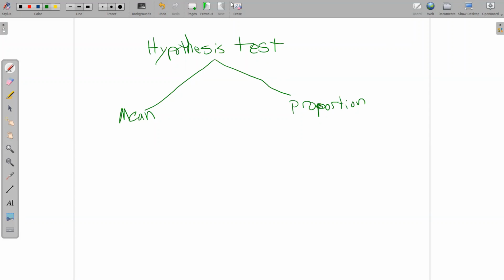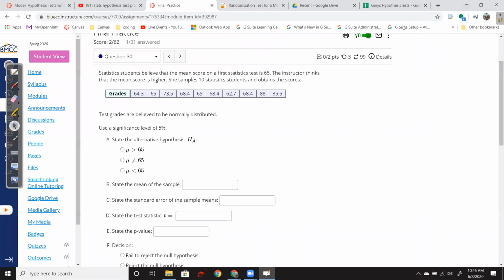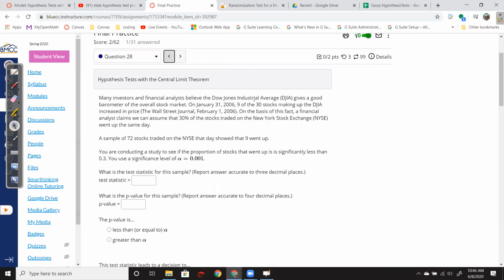So looking back at one of those problems, 28 we'll start with. What are we given here? We're told, oh yeah, we've seen this problem a few times in the assignments, that on January 31st, 2006, 9 of 30 stocks making up the Dow Industrial Average increased in price. And then it says, on the basis of this, a financial analyst claims we can assume that 30% of the stocks traded went up the same day. So they're saying, hey, this proportion is 30, right, 9 out of 30, 30%. They're saying the proportion is 30%. So this is a proportion.